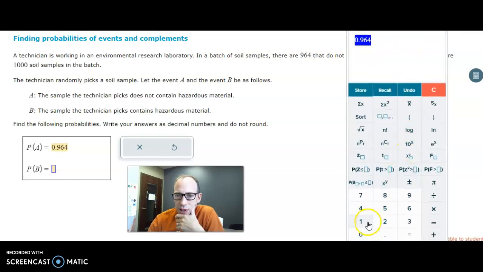I'll make this a little higher here, there we go, 1 minus 0.964 would give us 0.036.